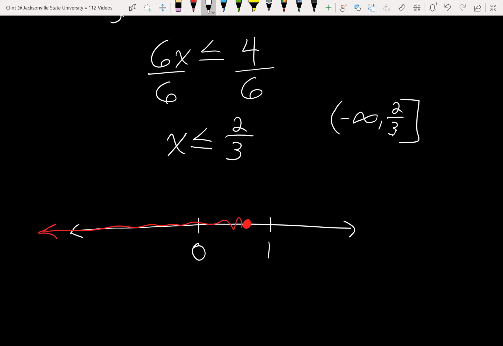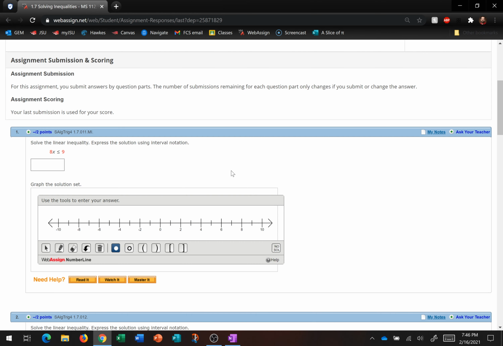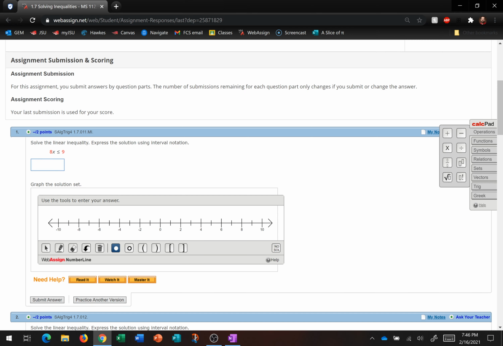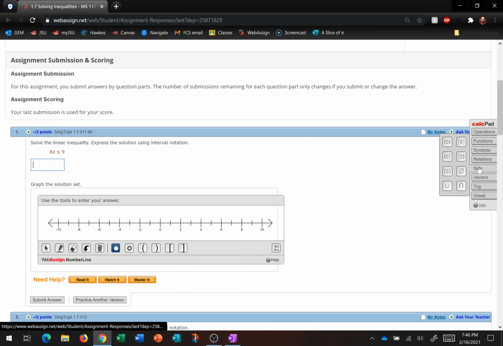Okay. Now let me show you how to do these in WebAssign really quickly. Okay. So this one, if you solve it, 8x is less than or equal to 9. We divide both sides by 8, we'll get x is less than or equal to 9/8, or 1 1/8. So in interval notation, okay, we'll go over here to, I think it's sets. Yeah, we'll go to sets, and you pick what type of parentheses and brackets you want on each end.